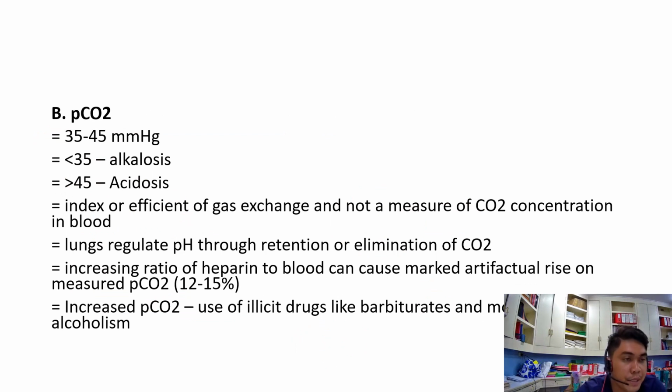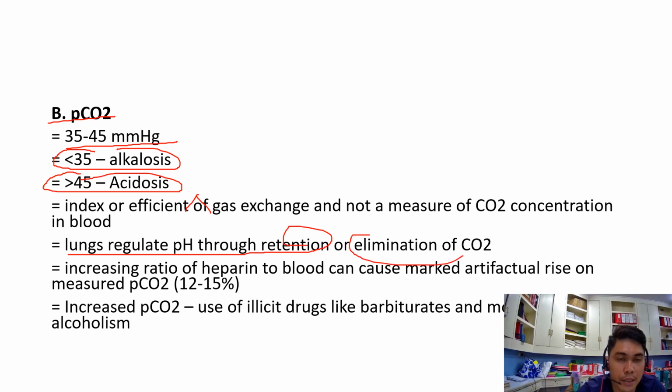Next parameter is PCO2. Normal is 35 to 45 mmHg. Less than 35 is alkalosis. Greater than 45 is acidosis. It is an index of efficient gas exchange, and not a measure of CO2 concentration in blood. Lungs regulate pH through retention and elimination of CO2, so our lungs are important in the regulation of blood pH.